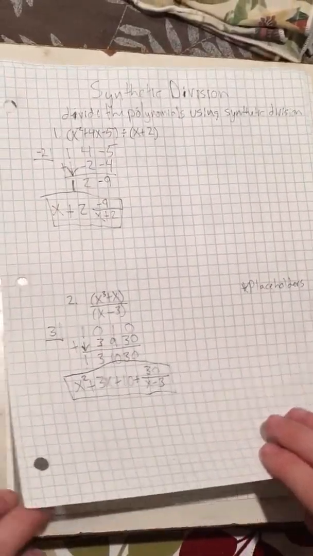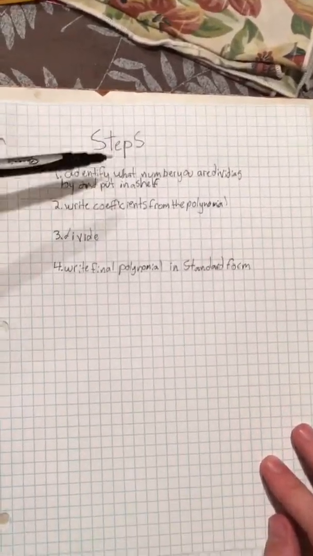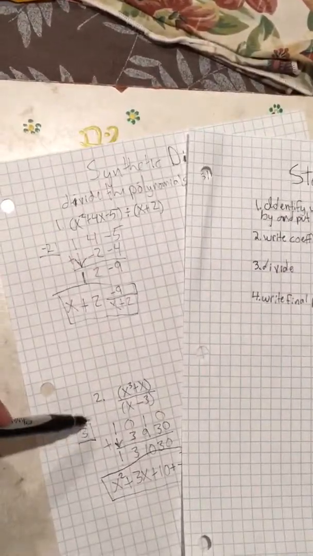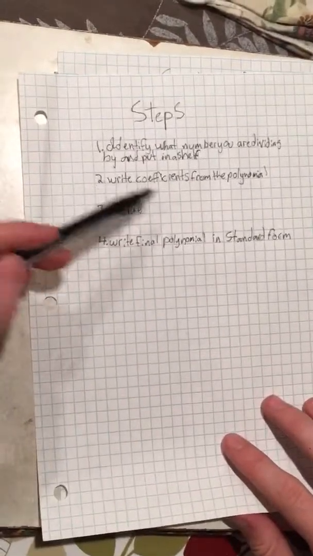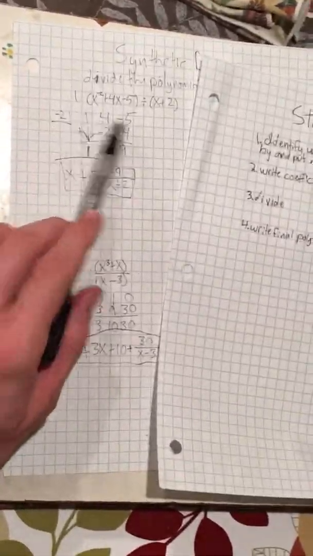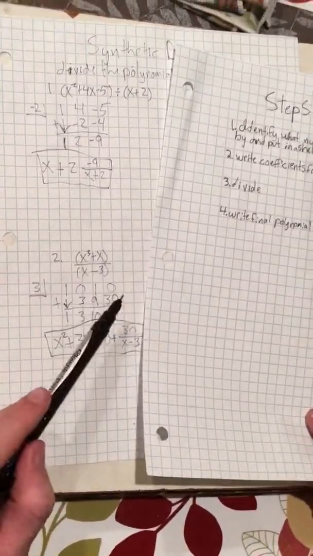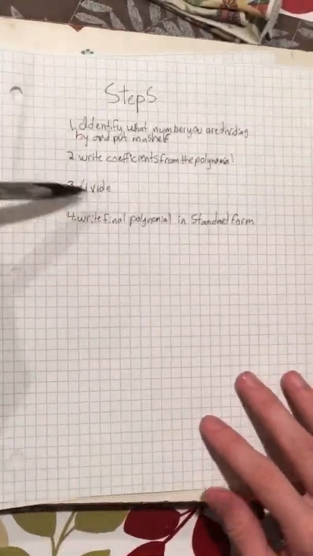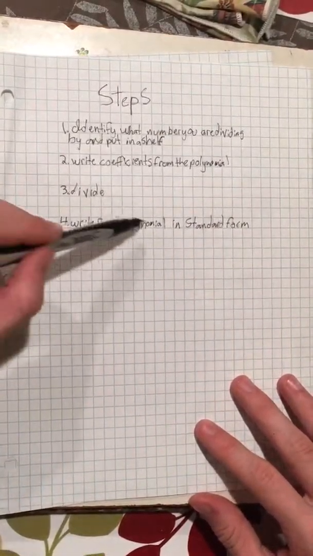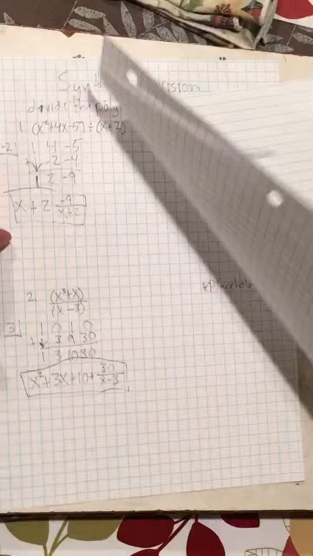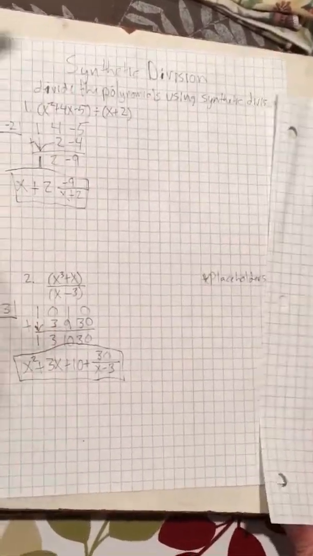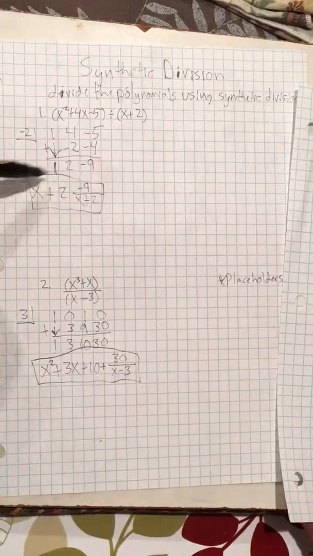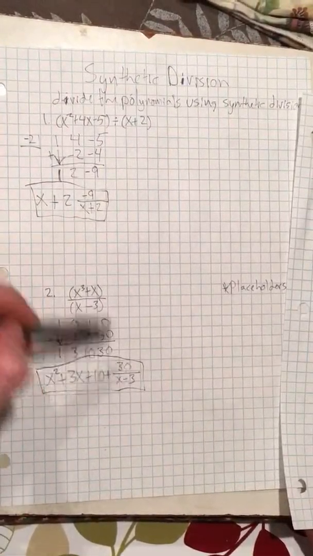So let's just go over those steps one more time. You're going to identify what number you're dividing by and put it in the shelf. So that's what we did right here and right here. You're going to write the coefficients from the polynomial. So this first row of numbers right here and right here is just how many of each level there are in the polynomial. And you'll divide, and that's what we learned how to do. And then you write the final polynomial in standard form, which you know from the days before this. And that's what we've done here and here, and we learned how to write remainders.